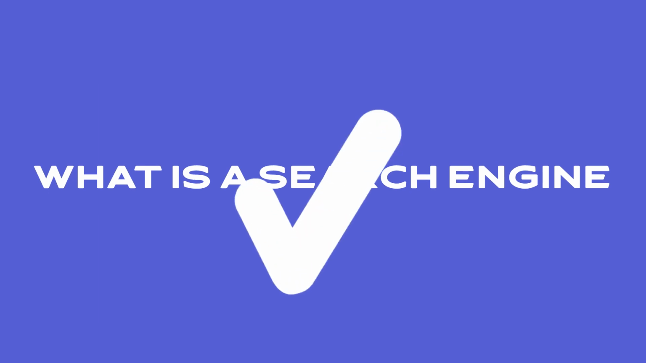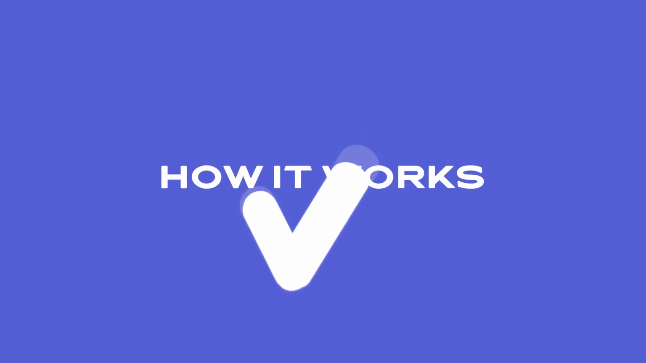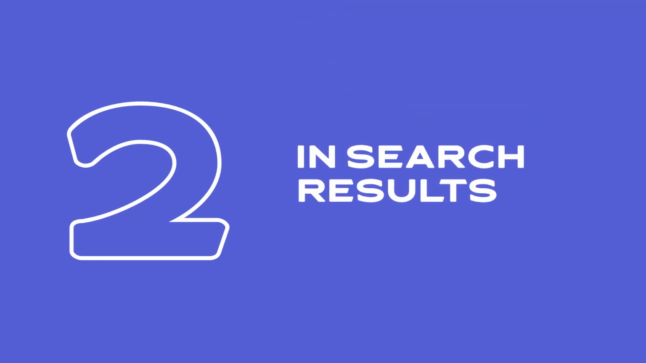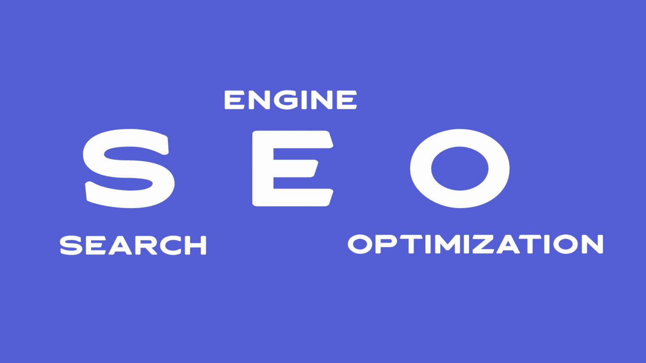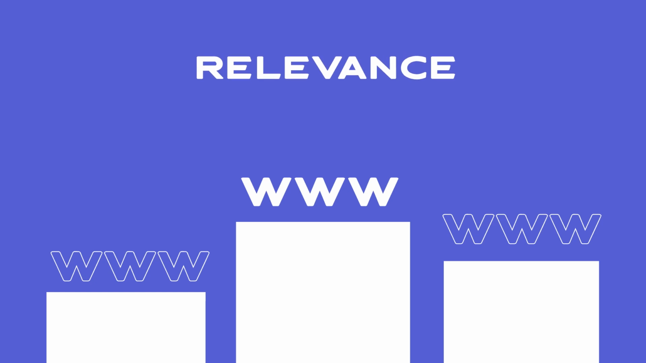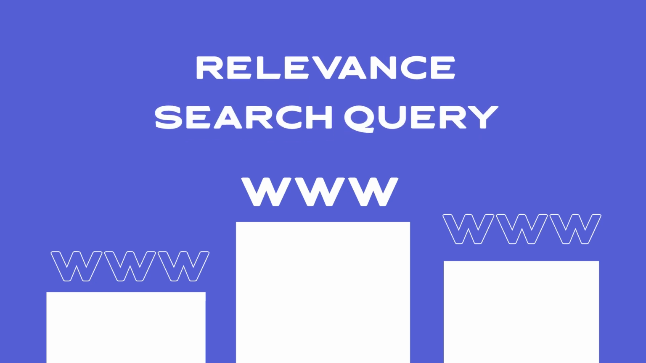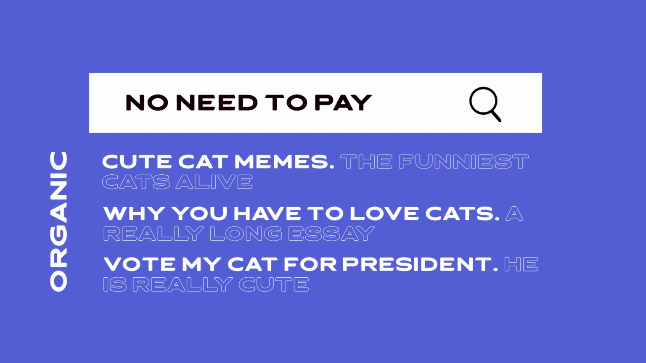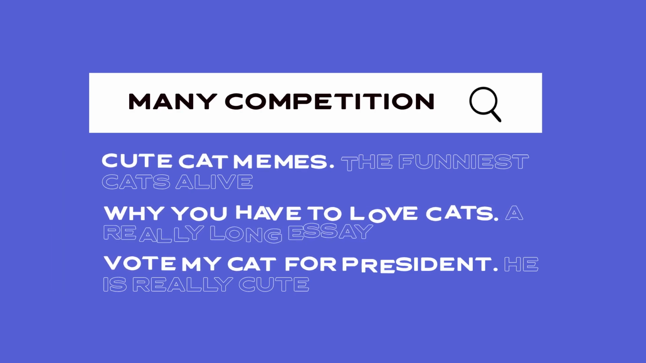Now that we know what search engines are and how they work, let's talk about the 2 main types of content organization that we can find among search results. The first one is known as search engine optimization, or SEO. This is the process of presenting websites ranked according to their relevance and their connection with the user's search query. In this process, search results are called organic, as these websites do not need to pay anything to improve their visibility. For this reason, we can find a lot of competitiveness among marketers.